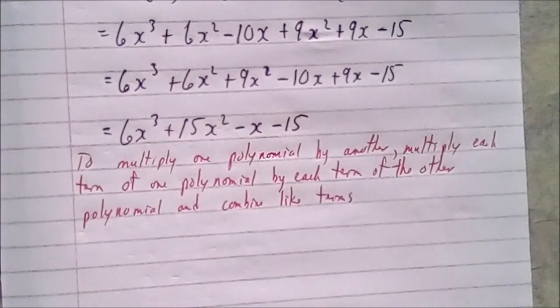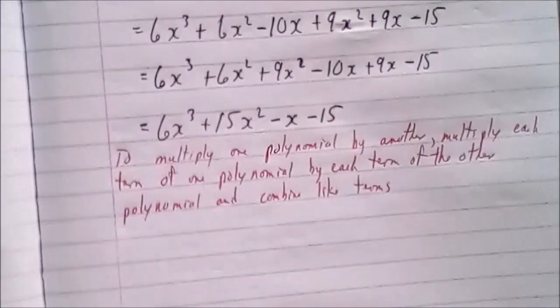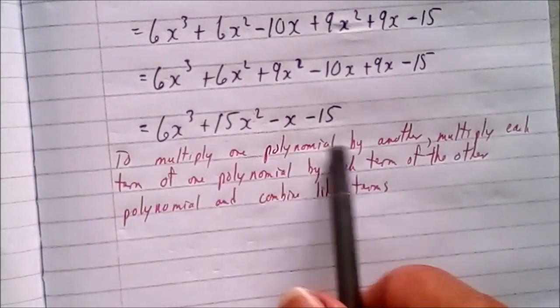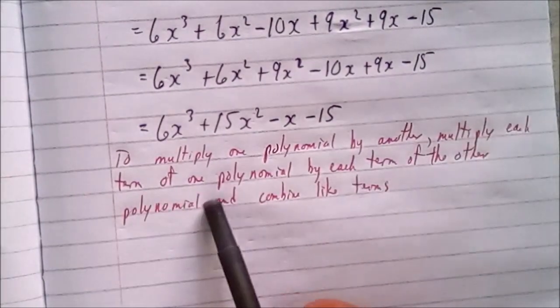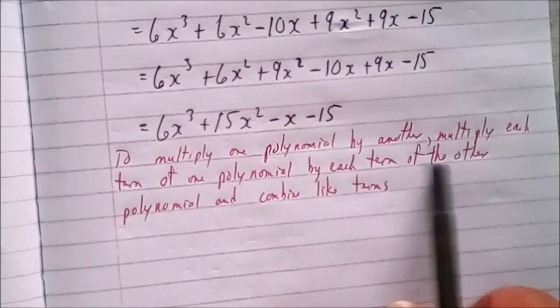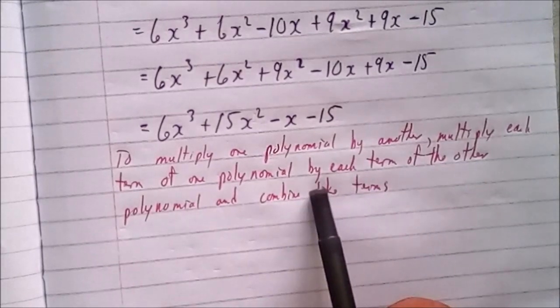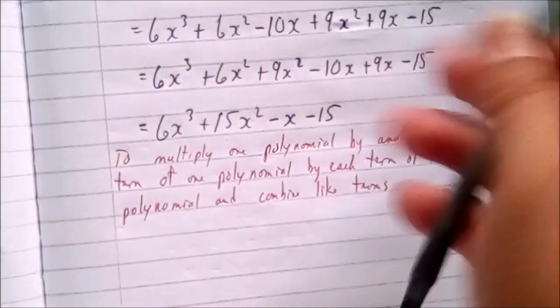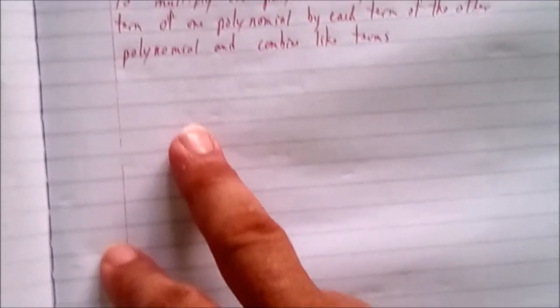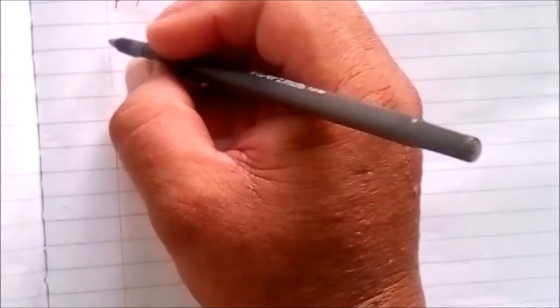It's much better. All right, so let's try a few more examples on this. So remember, to multiply one polynomial by another, multiply each term of one polynomial by each term of the other polynomial and combine like terms. So you can do the first with the second or the second with the first. That's up to you. So let's go a few more examples. Consider that you have another example.